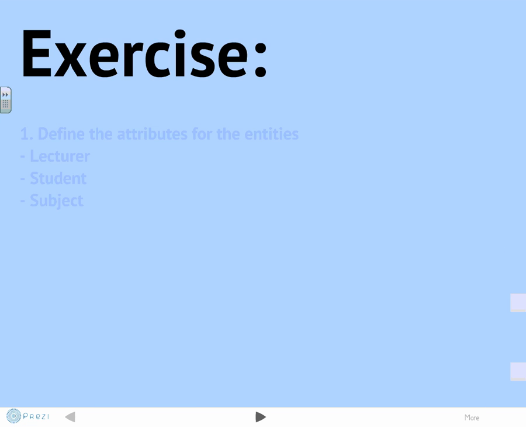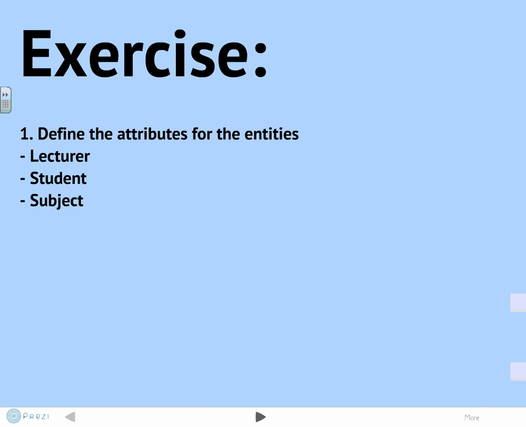So, here's an exercise for you. You've been sitting listening to me waffle for long enough. I want you, either on a piece of paper or on a computer, to create the entities lecturer, student, and subjects, and define some attributes for them. Define at least 5 attributes for each of these entities, if you would. And we'll see what you come up with.